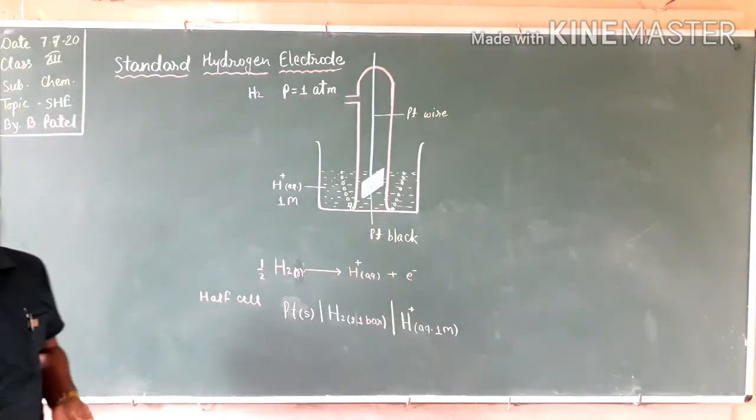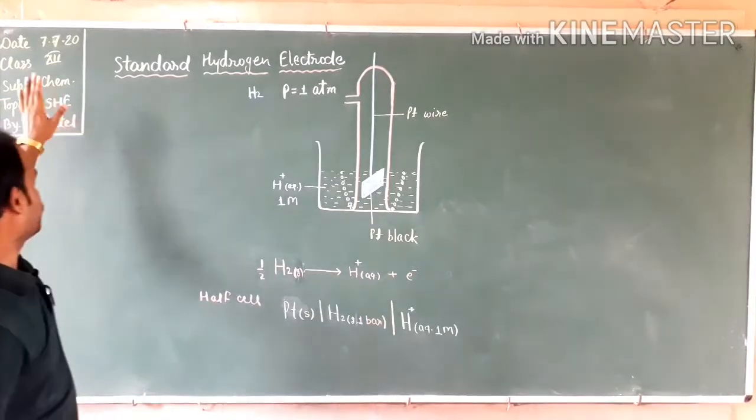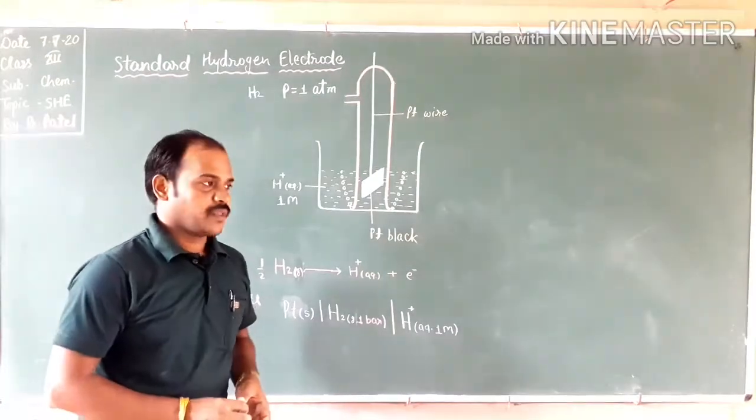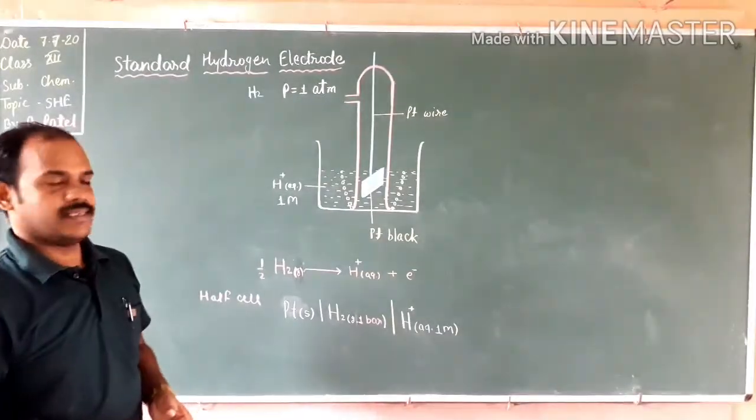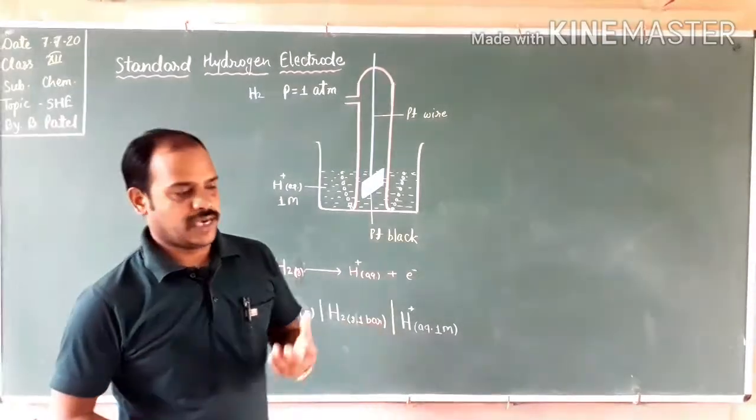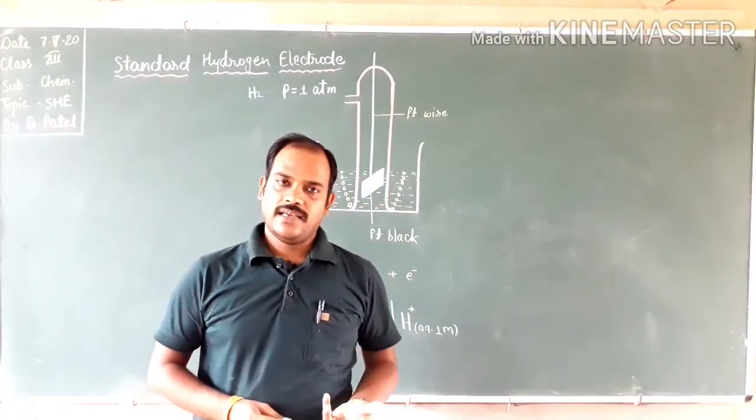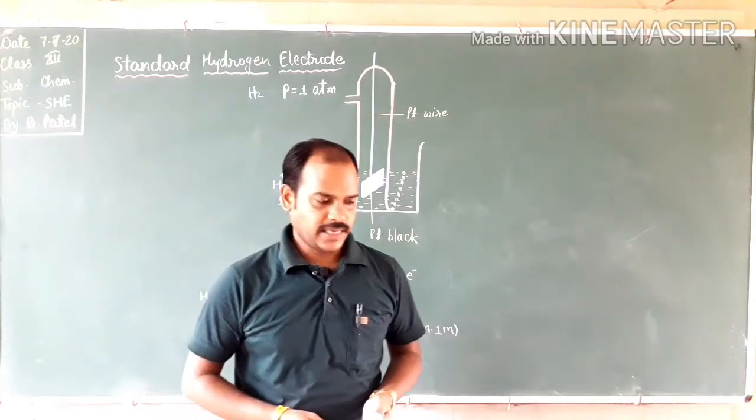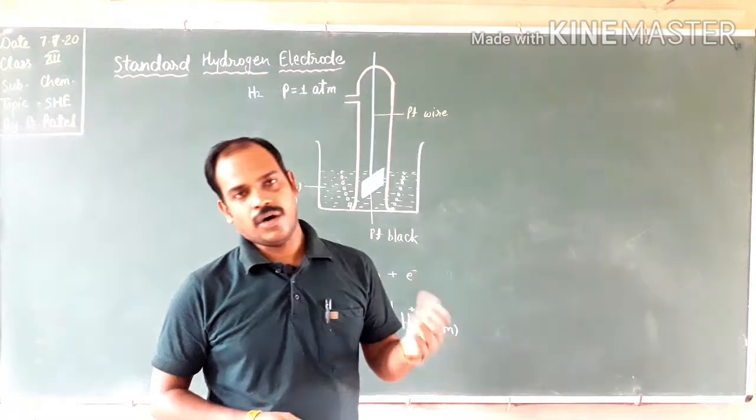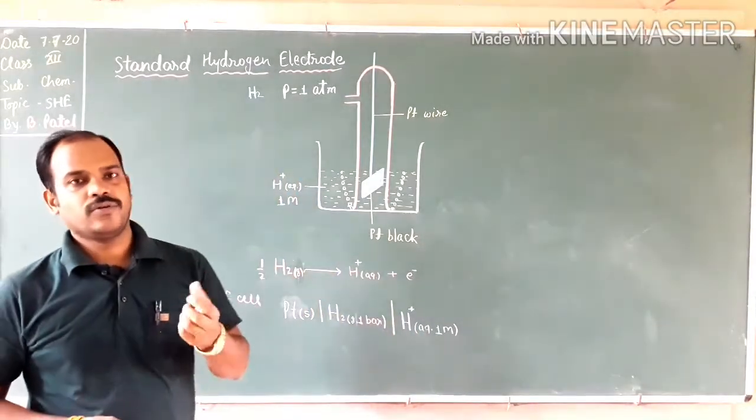So here I am again present with a video for the discussion for class 12, unit number 3, that is electrochemistry. Today we are going to discuss the standard hydrogen electrode. In my previous video I told you what electrode potential is. If a metal is dipped in its solution, then it has two types of tendency: either it can undergo oxidation or reduction. This tendency is known as electrode potential.